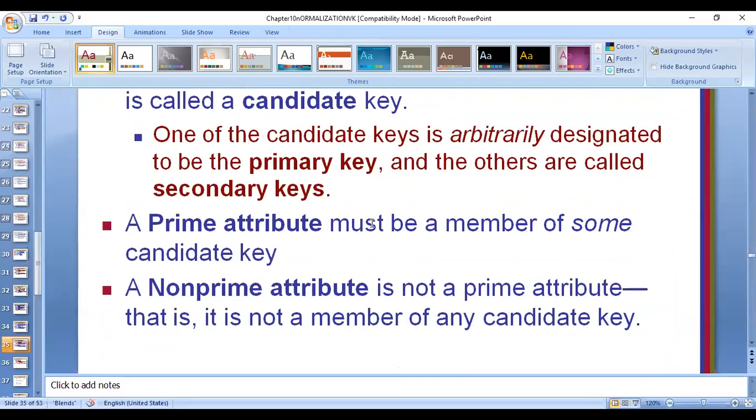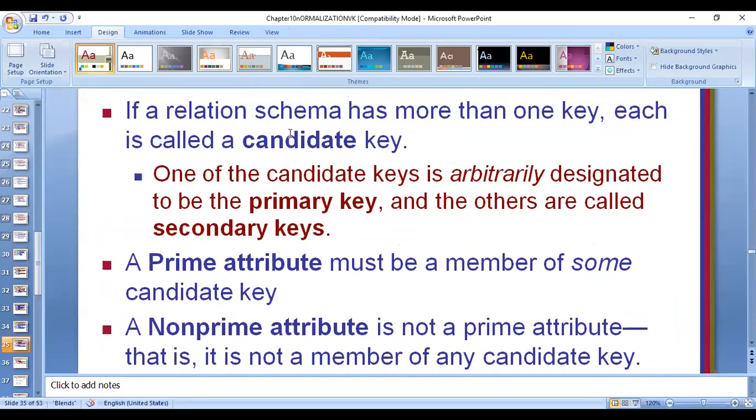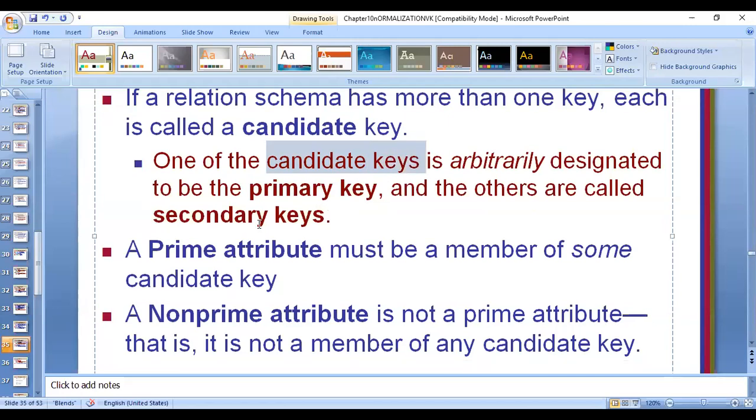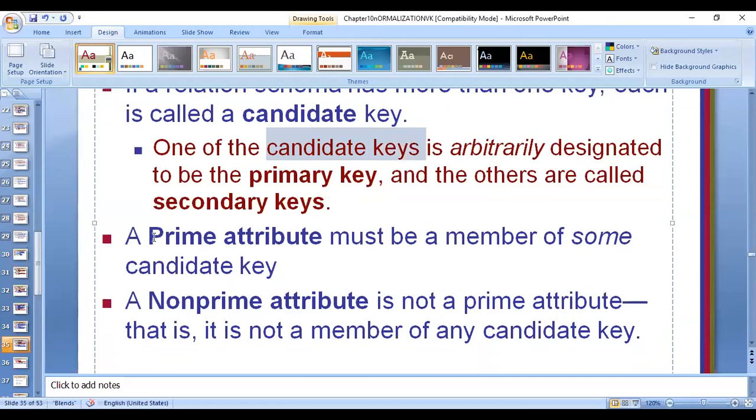Now, whenever we have multiple keys in a table, we call one of them the primary key and the remaining keys we call candidate keys. Even this we had already seen. Now let us define one more important term, a prime attribute. What is a prime attribute?